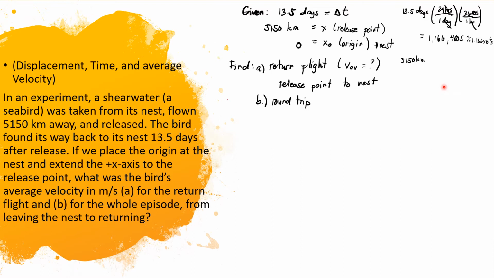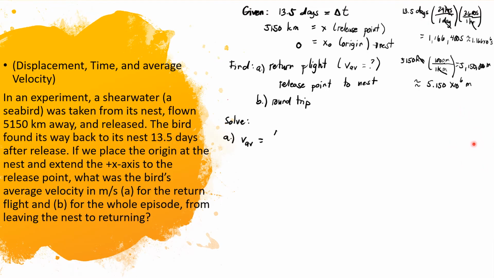For the 5,150 kilometers, converting this into meters. So in 1 kilometer, we have 1,000 meters, and this is equivalent to 5,150,000 meters. And this is approximately equal to 5.15 times 10 to the 6 meters.